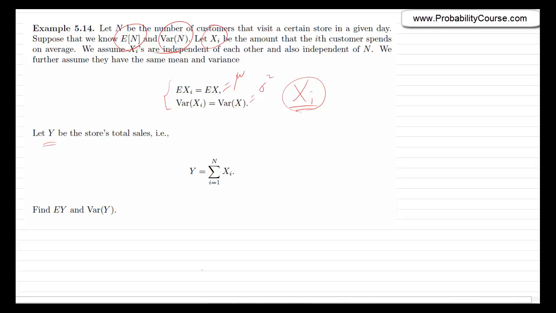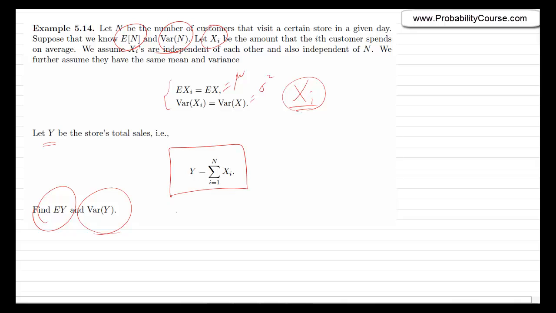And of course, you are interested in the total sales, right? The total sales is given by Y equals the sum from i equals 1 to N of Xi, and our goal is to find the expected value of Y and the variance of Y. So my suggestion is that you stop the video and solve this problem using the stuff that we have seen in this video, in particular the law of iterated expectation and the law of total variance, and then watch the rest of the video. Okay, let's look at the solution.